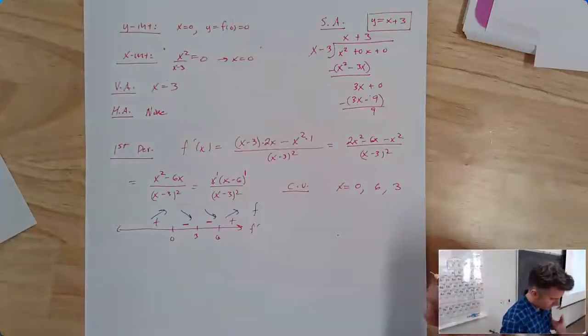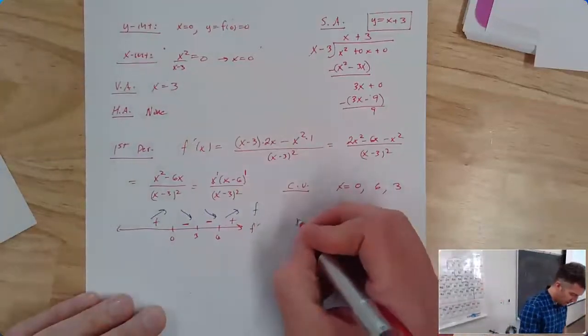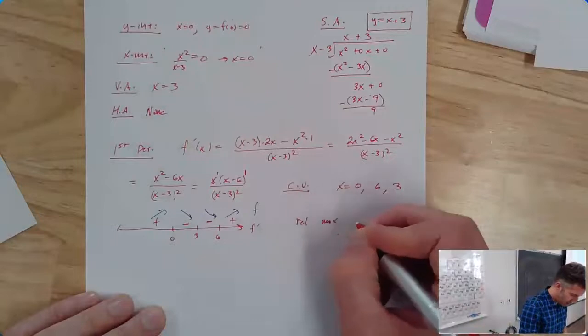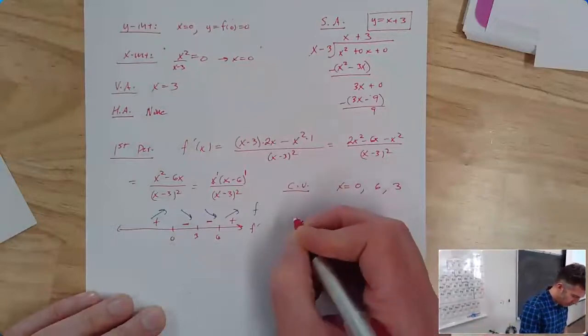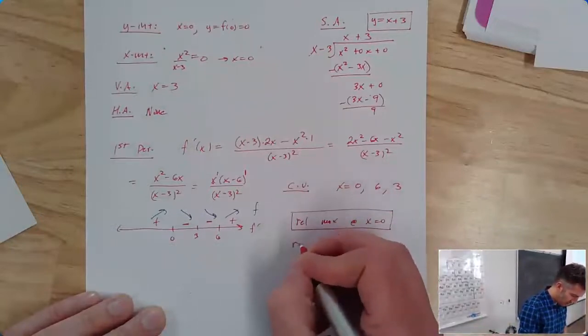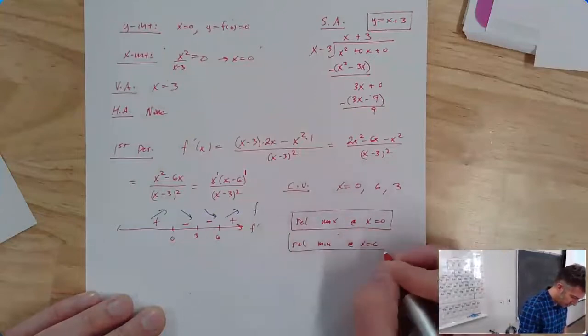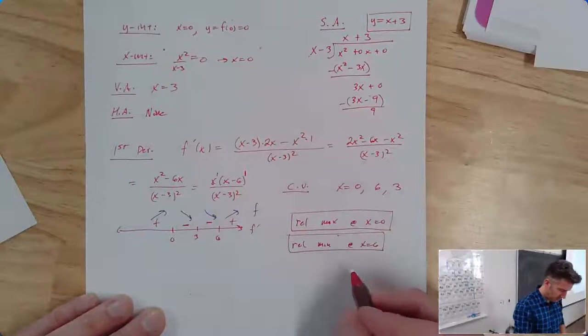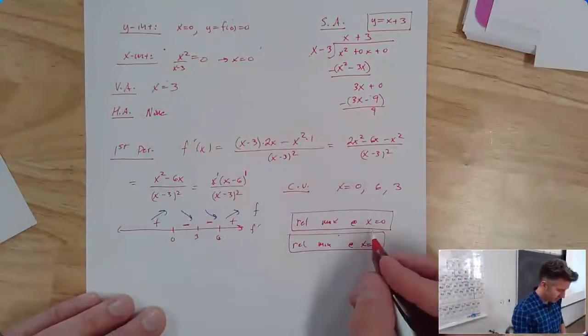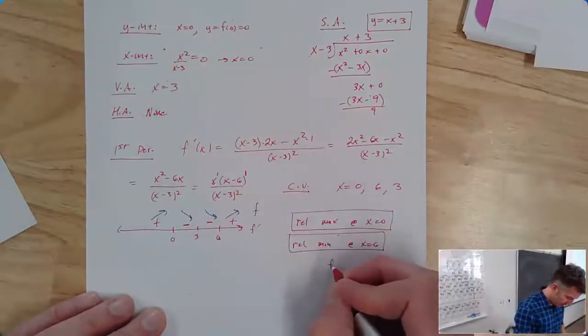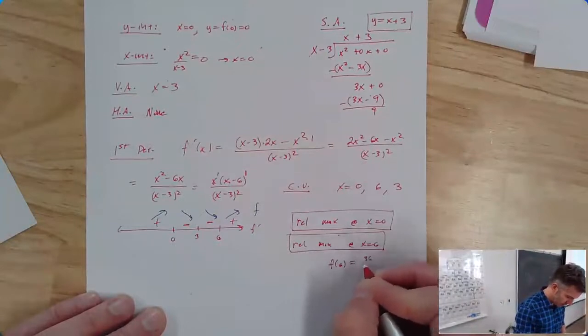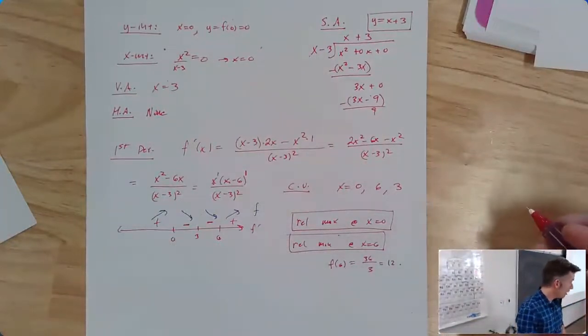So a couple things here. One, I would say we have a relative maximum at x equal to 0. We have a relative minimum at x equal to 6. And I would find the y value there. So I would say also that f of 6 is 36 over 3, which is 12. I'm going to graph it later.